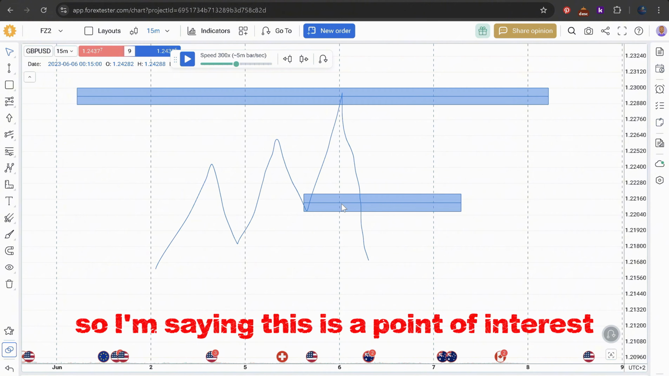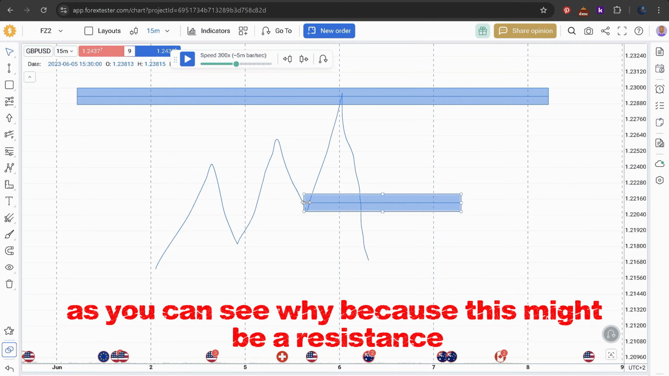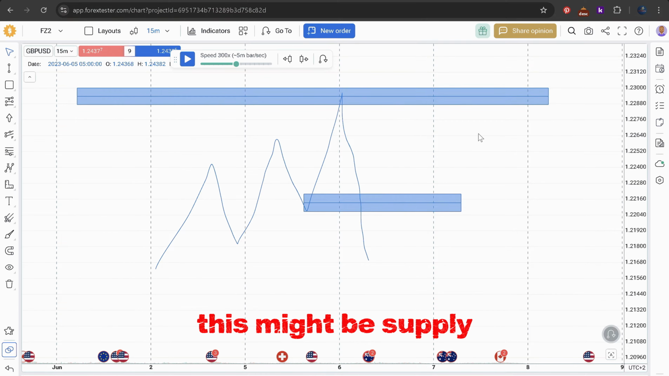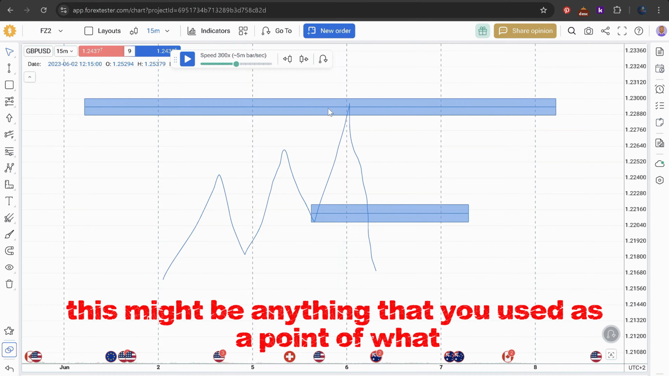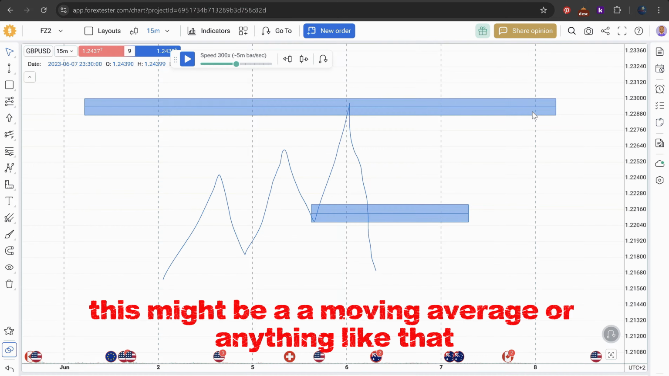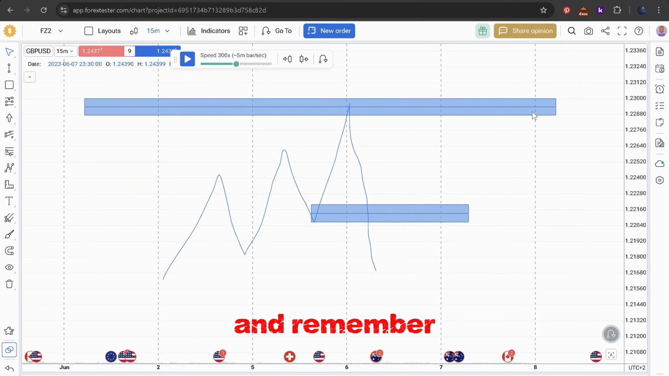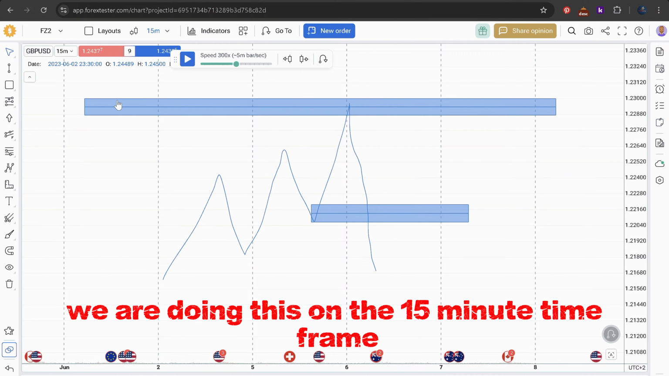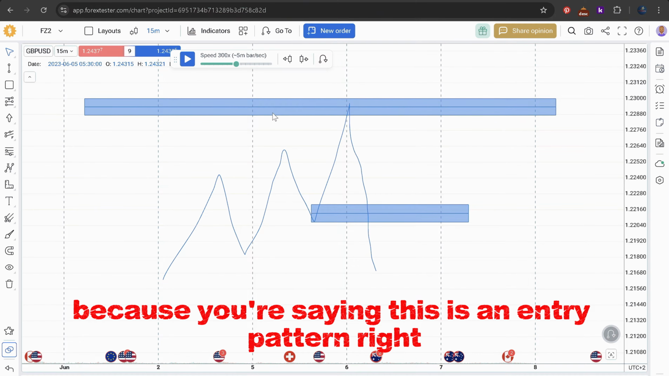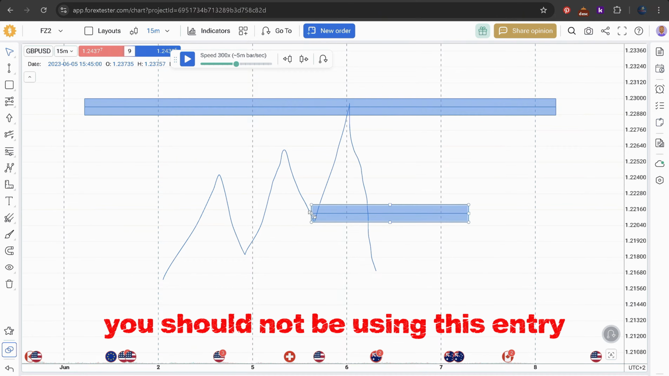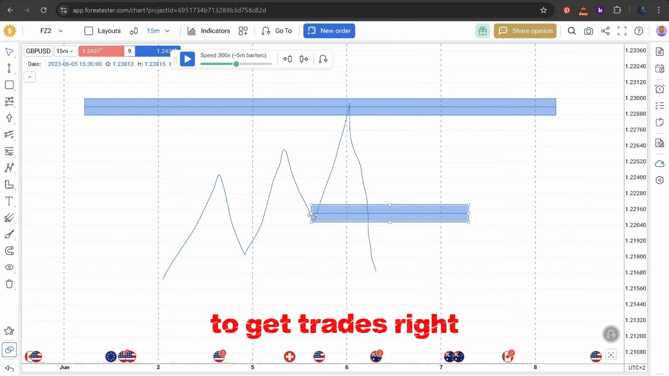I'm saying this is a point of interest, as you can see. Why? Because this might be resistance, this might be supply, this might be a moving average, or anything that you use as a point of interest. So this is the last order block, and remember we are doing this on the 15-minute time frame because we are saying this is an entry pattern, right? You should not be using this entry to get trades, right?